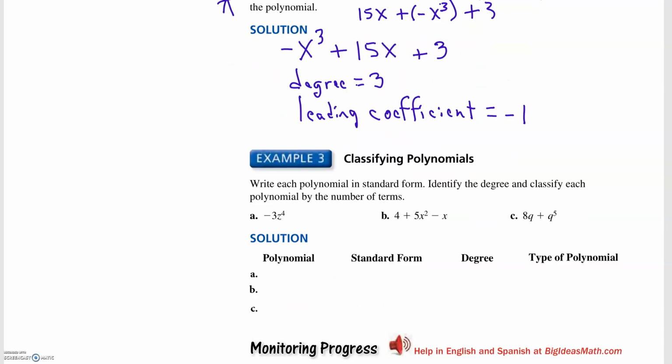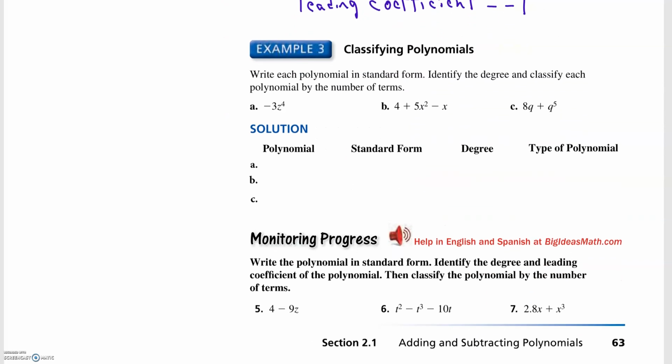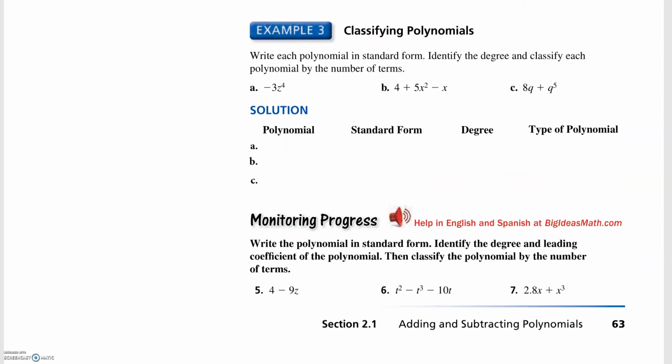All right, moving on to example 3, classifying polynomials. So we're going to classify them according to, well, first we're going to put them in standard form. We're going to identify the degree, and we're going to classify by the number of terms. So remember, monomial has 1 term, binomial has 2, trinomial has 3. Anything past that, we just call it a polynomial with 4 terms or 5 or however many there are.